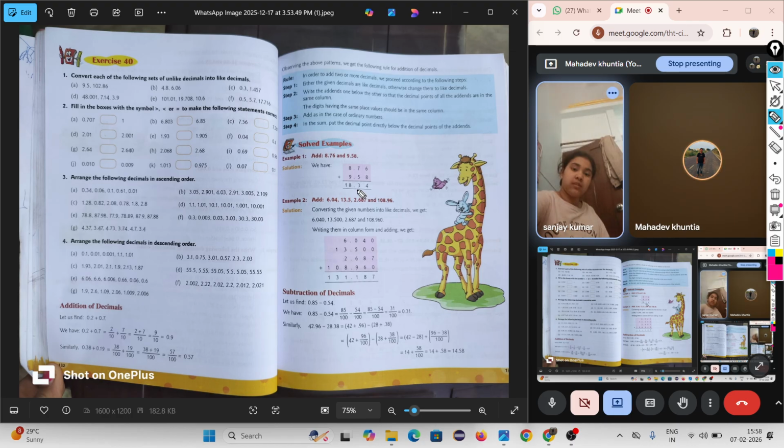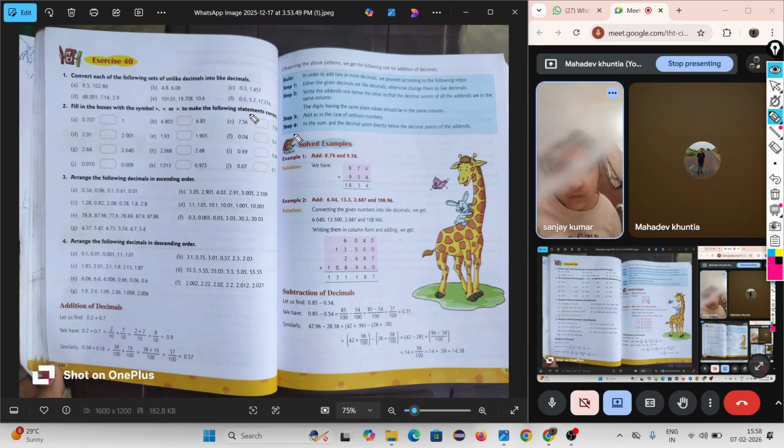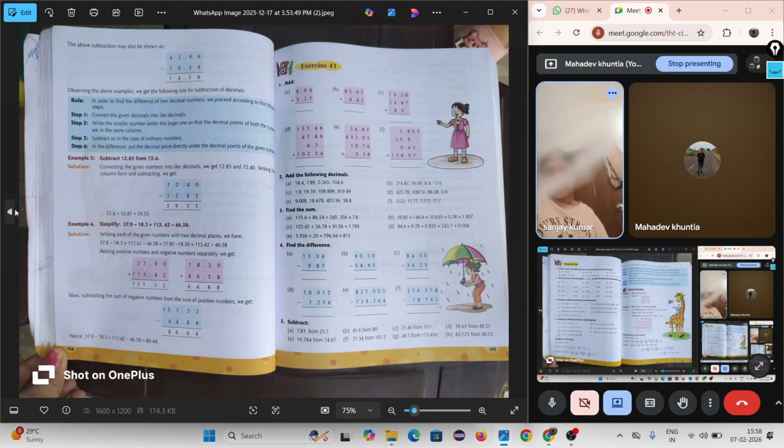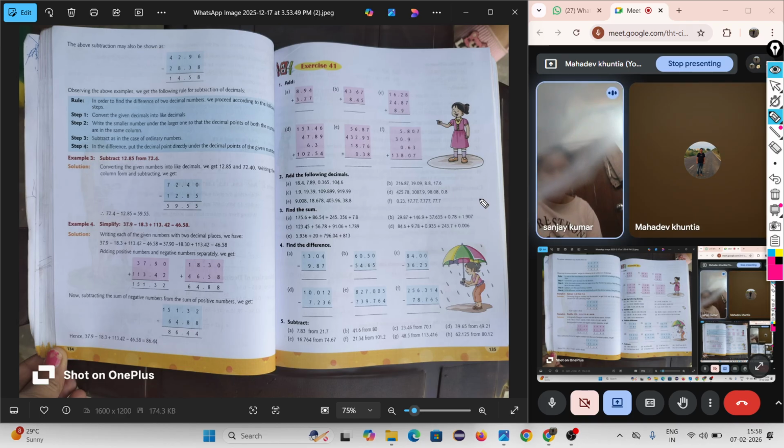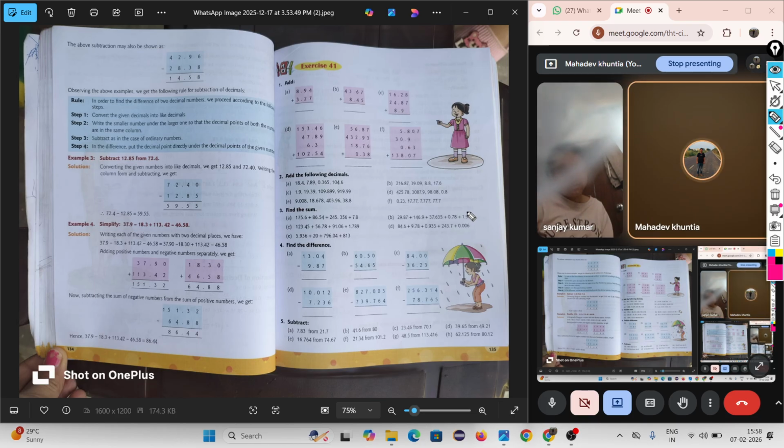Okay. Did you practice all these questions? Exercise 4.1. Did you practice? How many of these did you practice? Question number 1, A and D. Question number 2, A and D. Question number 3, A. Something is on your camera. Remove this.